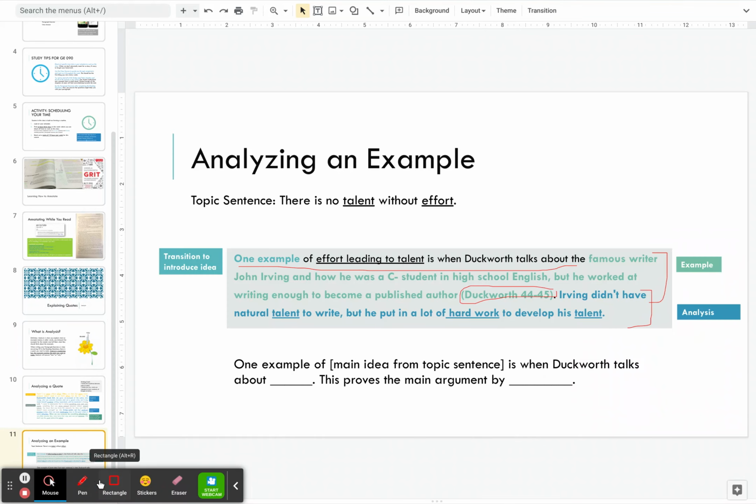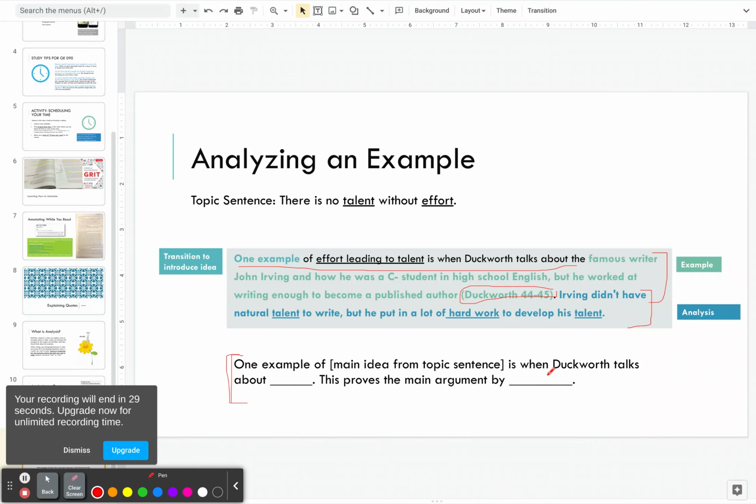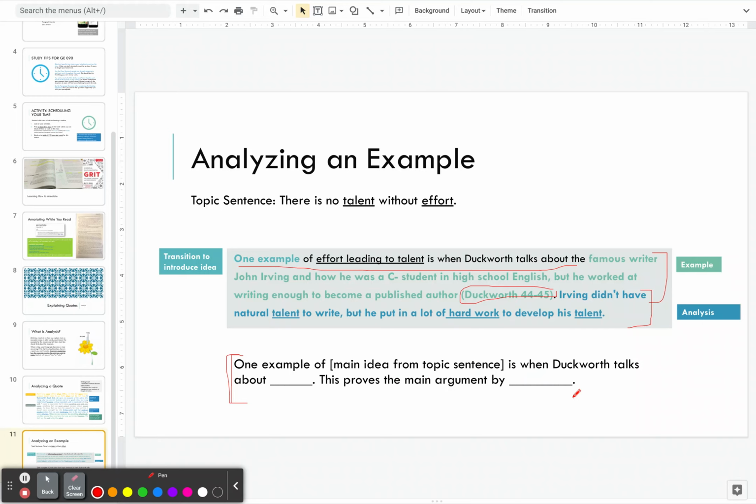Now here's a little template you can use to help you with both quotes or just examples. You can start off like this: One example of, and give the main idea from your topic sentence here, is when Duckworth talks about blank. This proves that the main argument by blank. So that's a simple analysis template that you can use in your writing for your paragraphs and reading questions.